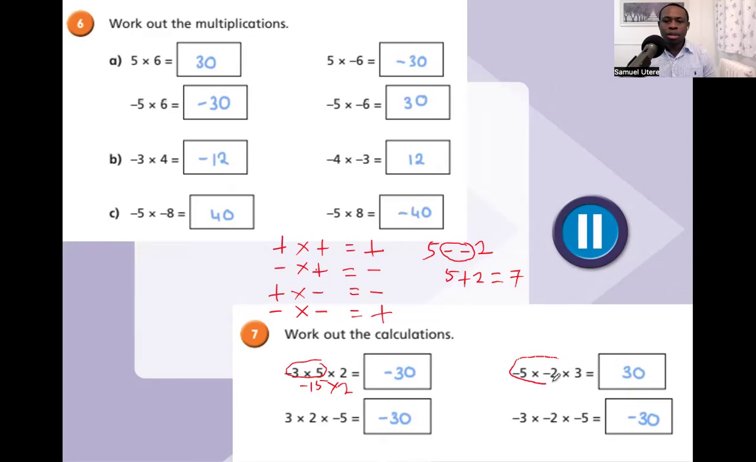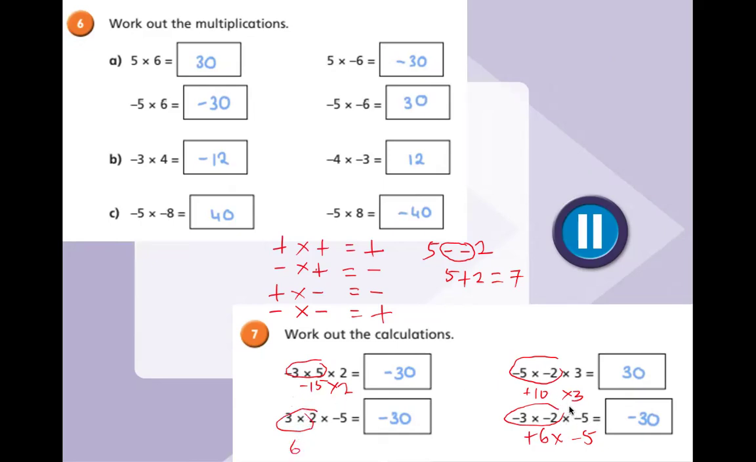Let's look at this one. Negative 5 times negative 2 is positive 10. Positive 10 times 3 is 30. Here, negative 3 times negative 2 is positive 6. Positive 6 times negative 5 will be negative 30. This one, 3 times 2 is 6. 6 times negative 5 will be negative 30.